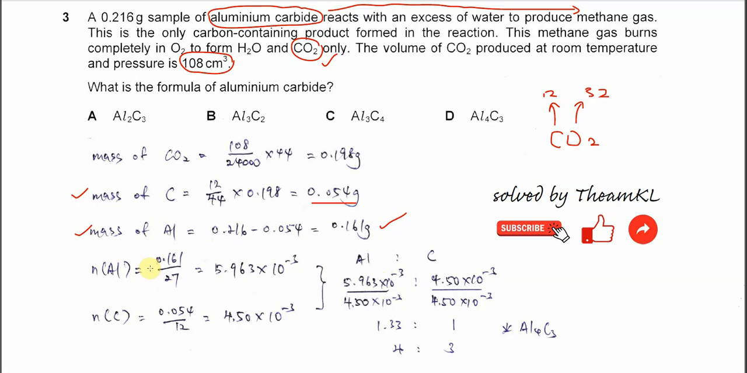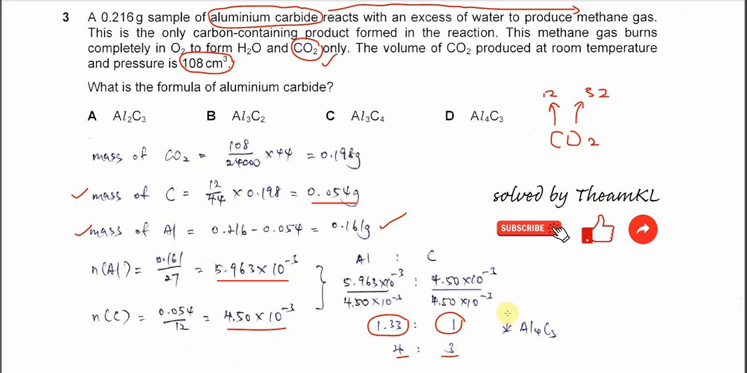So we can find the mole of these two elements. Use the mass over its molar mass. For the aluminum, we will get this mole. For the carbon, we'll get this mole. After that, we divide these two moles by the smallest mole, let's say divide by 4.5 times 10^-3. So we'll get this ratio: aluminum is 1.33, carbon is 1. After that, multiply everything by 3, and we will get the whole numbers, 4 to 3.